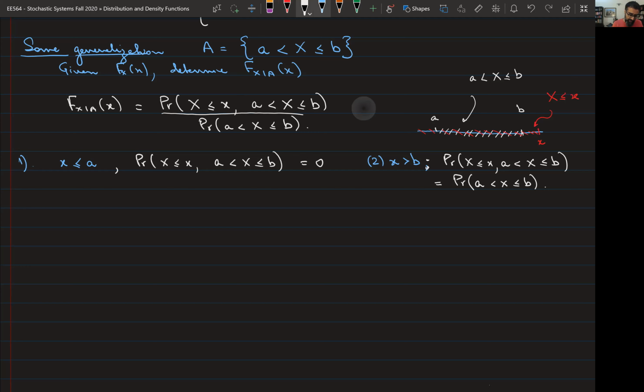Okay? Now what about the third case? What is the third case that remains? Salman Nadeem will tell me. Sir, between A and B. Between A and B. So when A is less than small x is less than or equal to B, what will this probability be? What is this equal to?